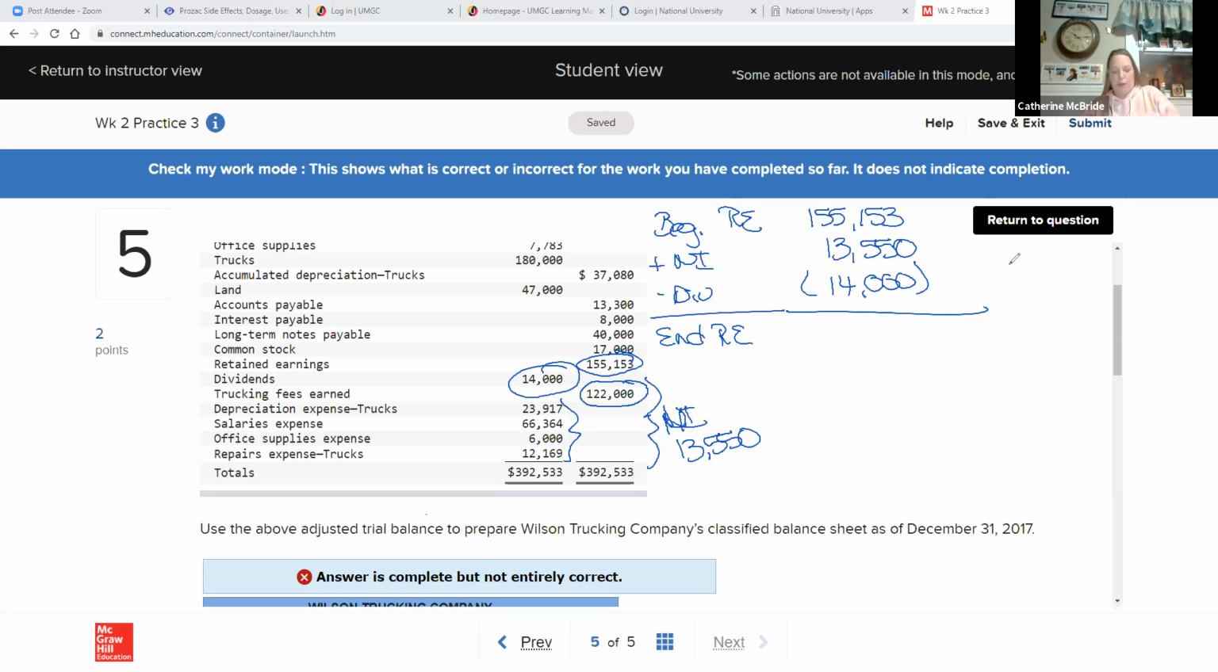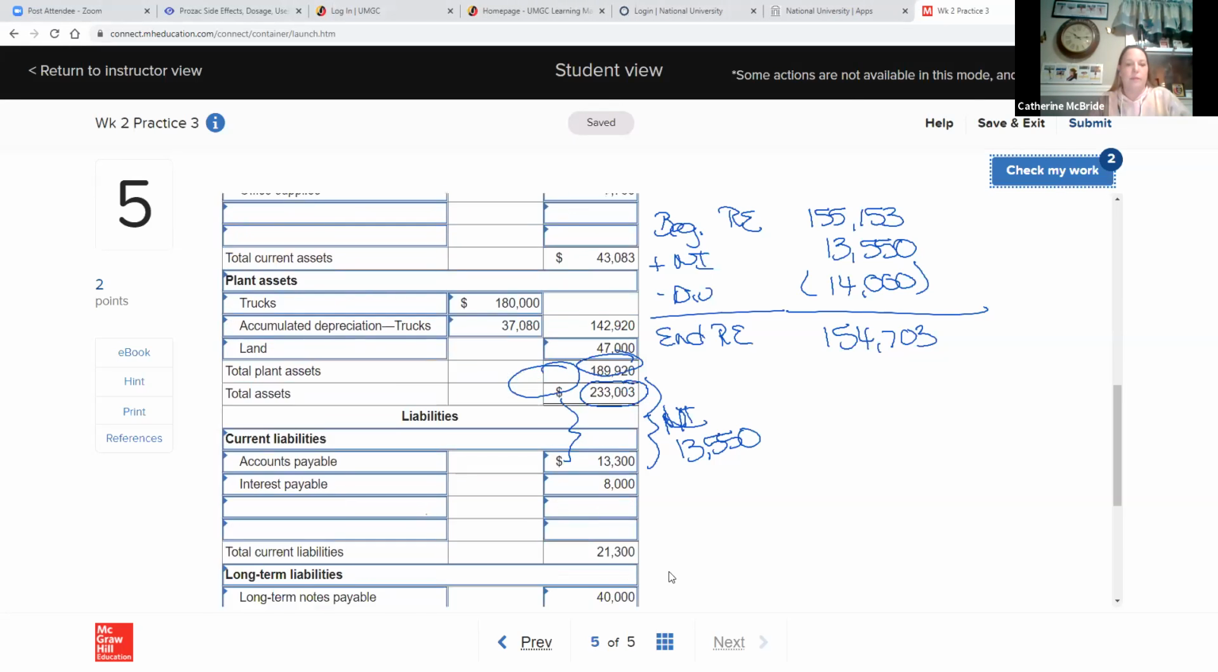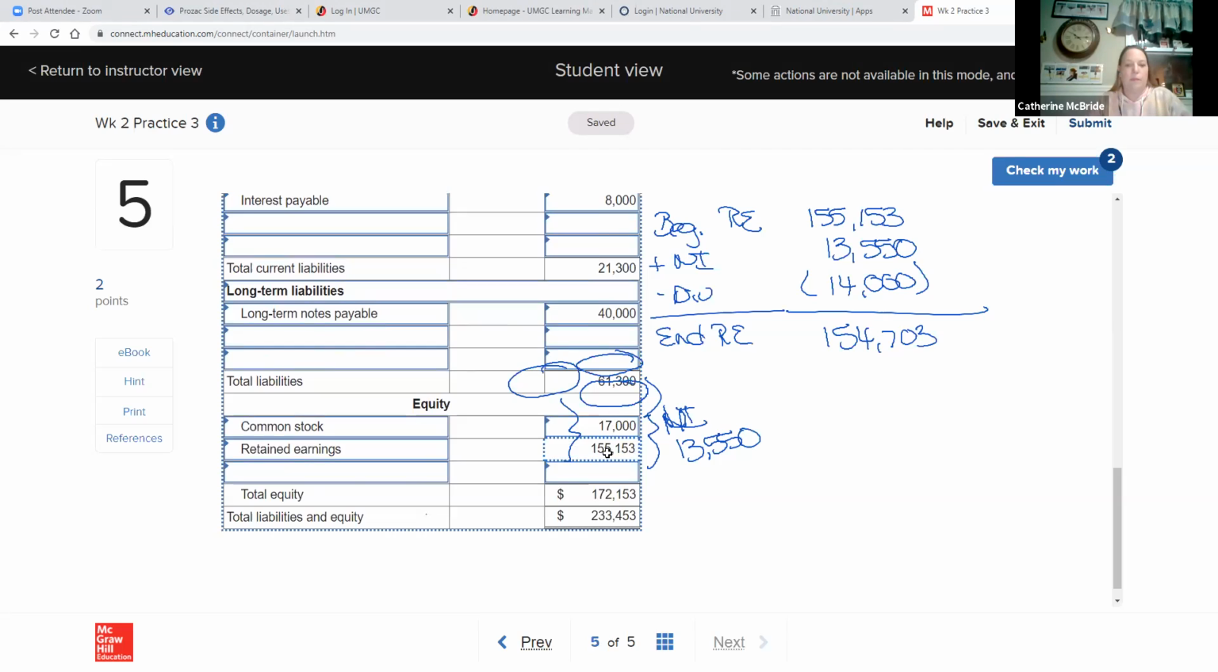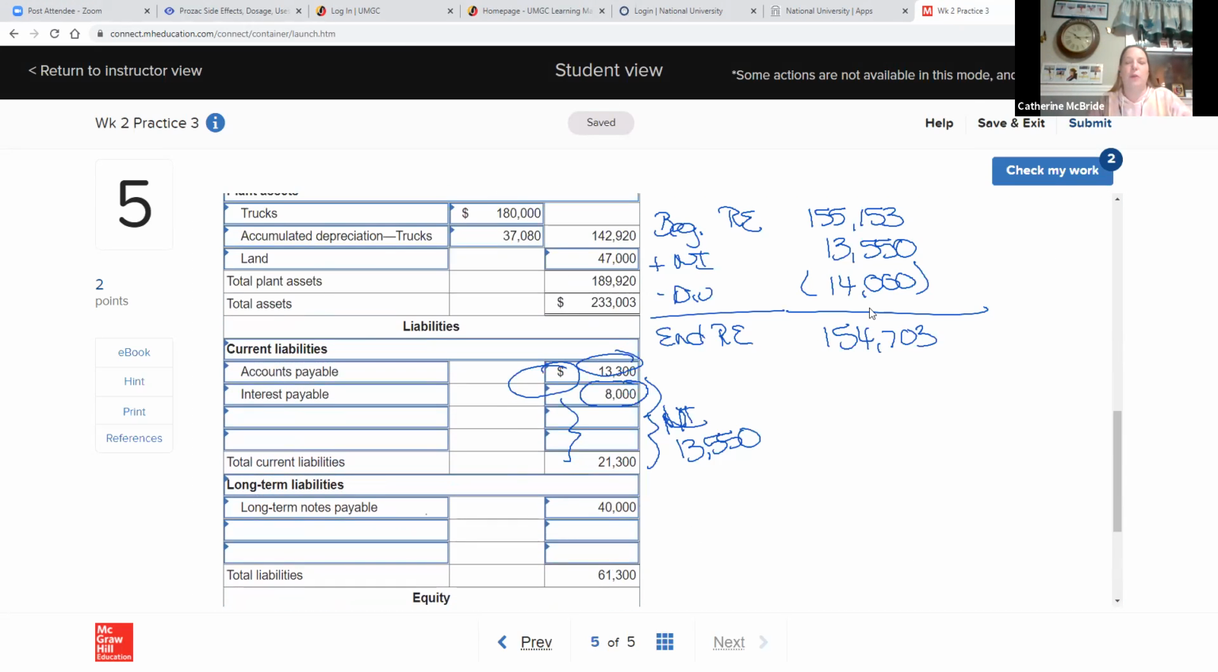So 155,153 plus 13,550 minus 14,000. Thank you. So let's try that. 154,703. There we go. Now that's right. 233,003, 233,003. So we know we're good.